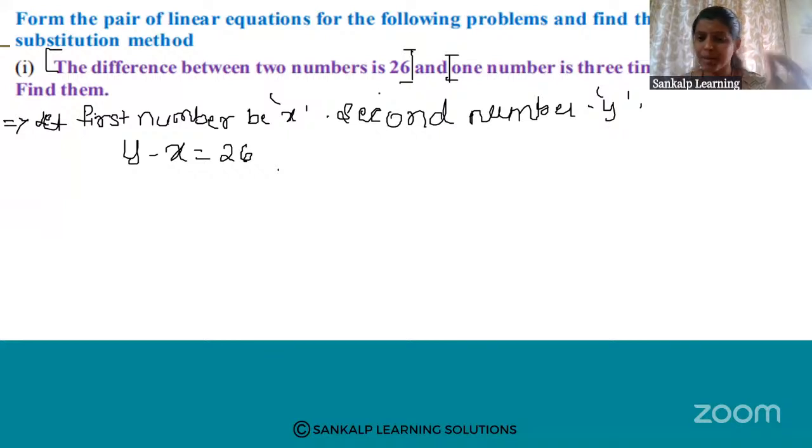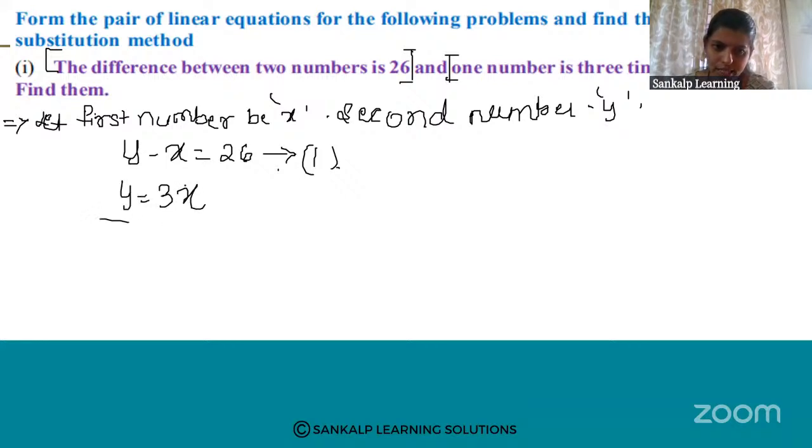Let us take second number minus first number. y minus x is equal to 26. This is first equation, equation number 1. Second equation. In second equation, one number is 3 times the other number. That means if we consider second number is 3 times the other number, that is y is equal to 3x. One number is 3 times other number. This is equation number 2. Okay. Now, which method we are going to use here? Here they have mentioned by using substitution method. So we need to use substitution method.